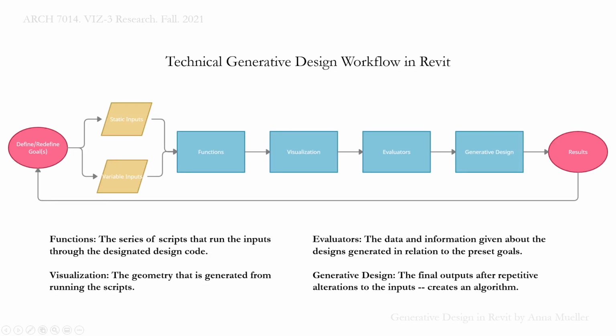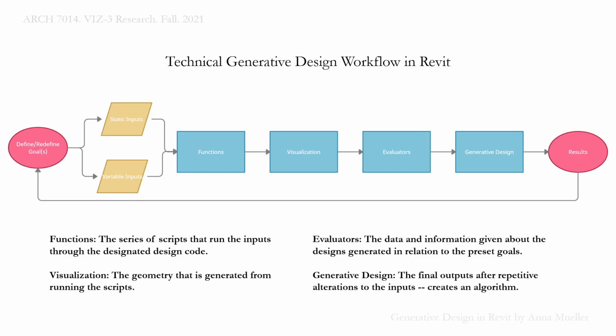This is the design workflow in Revit. This is essentially a very brief snippet of how you actually do generative design in Revit. Essentially, you redefine your goals, and then you put it into the study. So you put in your static inputs and your variable inputs, and once you do that and hit generate, what it does behind the scenes is it goes through functions, which are the series of scripts that run the inputs through the designated design code. And then it goes to visualization.